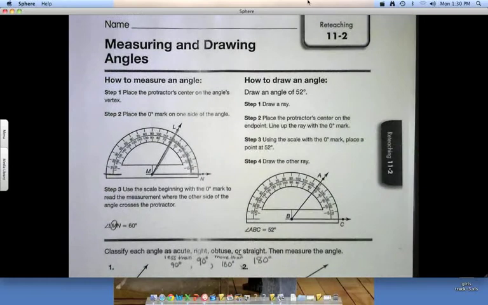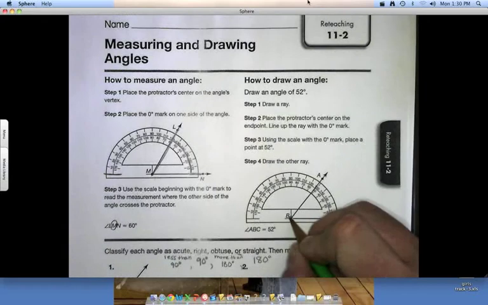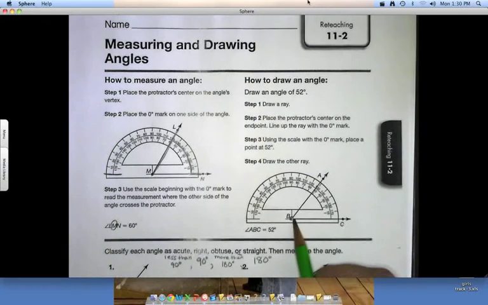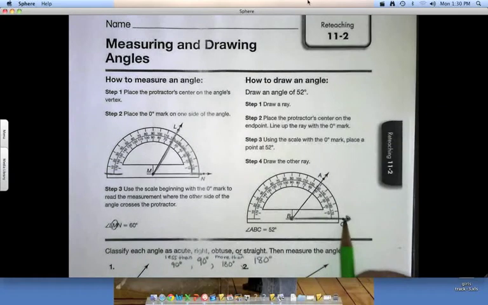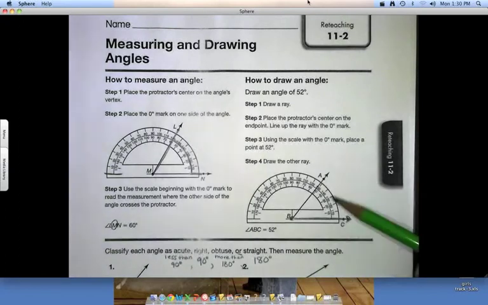Going back to the top where it shows us how to draw an angle, the example that they have for us is 52 degrees. Step 1 is to draw a ray. So place a point anywhere on your paper. In this case, it happens to be point B. And draw a ray. So the ray is BC. Place the protractor's center on the endpoint. Line up the ray with the 0 degree mark.